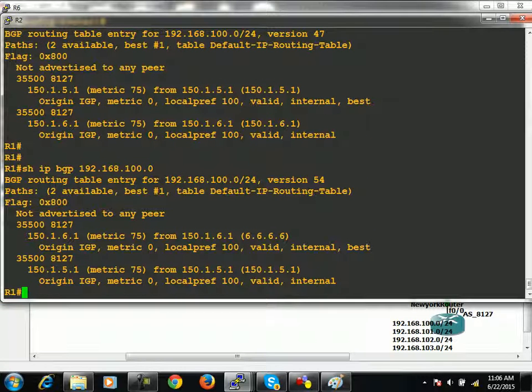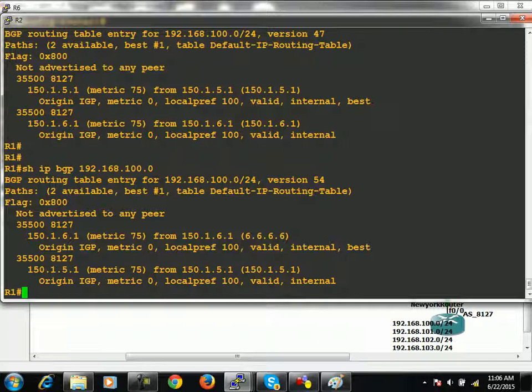See, its best path is now via R6. Check it out. Of course, based on lower router ID, it has proved now, right? And then after proving this mechanism of router ID, let's go for lower neighbor address, right?